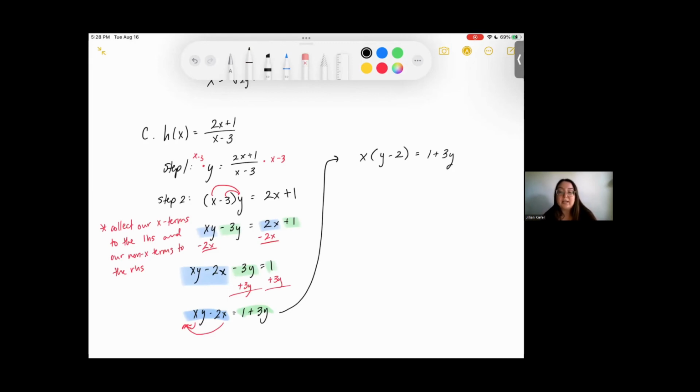So if we have x times y minus 2, and this is equal to 1 plus 3y, well, we want x by itself. The only thing left to get rid of is the y minus 2, which is kind of all by itself. It's just being multiplied by x, so there's no reason we can't just divide both sides by y minus 2.